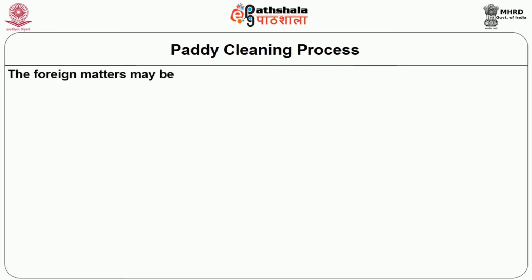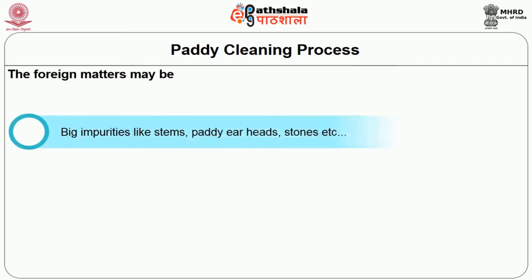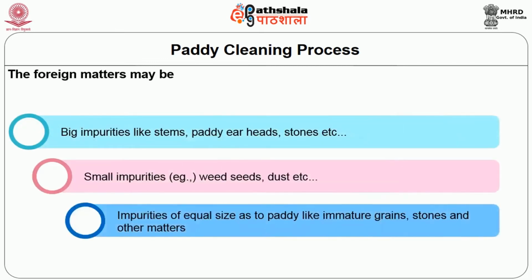What are the foreign matters present in the paddy? Different types of foreign matter may be present in the paddy grain: big impurities, small impurities and impurities of equal size. Examples of big impurities are stems, paddy earheads and stones. Small impurities include dust and seeds. Impurities of equal size include immature grains, stones and other matter.